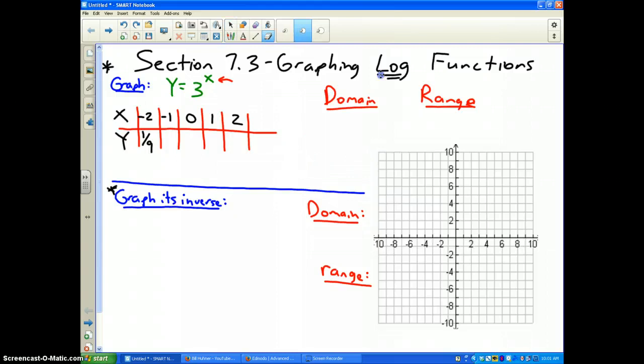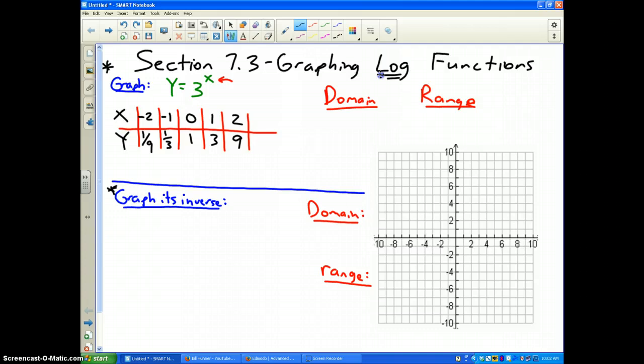Same thing if I put in -1. 3 to the -1 power, you make it a fraction, and you move it to the bottom and make the power positive, which becomes 1/3. That's how you handle negative exponents. All right, and then if I put in 0 for x, 3 to the 0 would be 1. If I put 1 in for x, you'd get 3. If I put 2 in for x, 3 squared is 9, and after that, I'm off my chart.